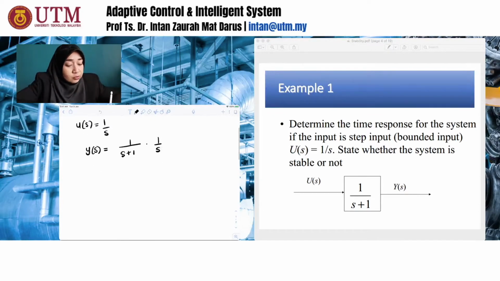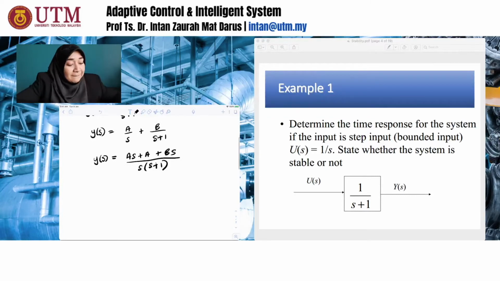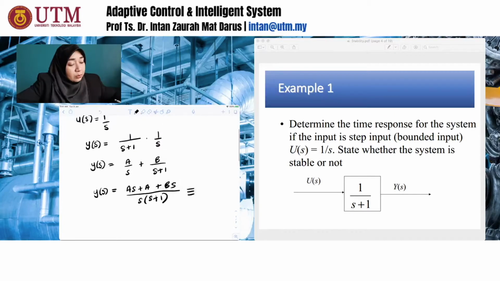So I can do partial fractions by saying that this equals A over s plus B over s plus 1. When we do partial fractions, it means I'm going to cross multiply these, and the whole lot is divided by s plus 1. What happened to this? We can say that this is equivalent to our previous equation, which is here, isn't it? It's 1 over s plus 1, which is equivalent to this.